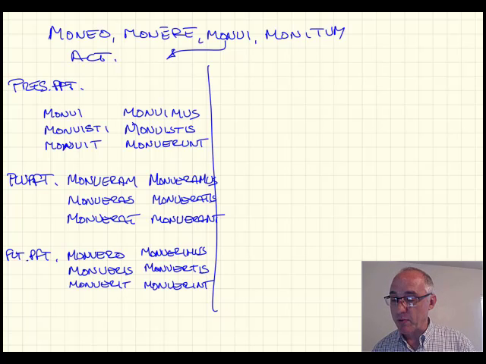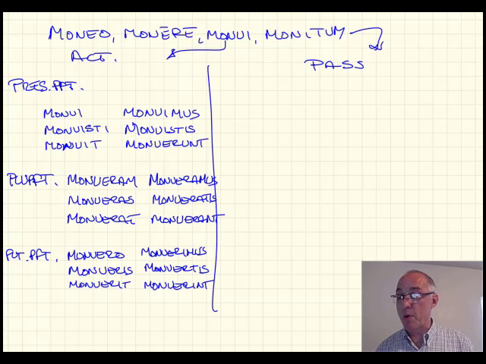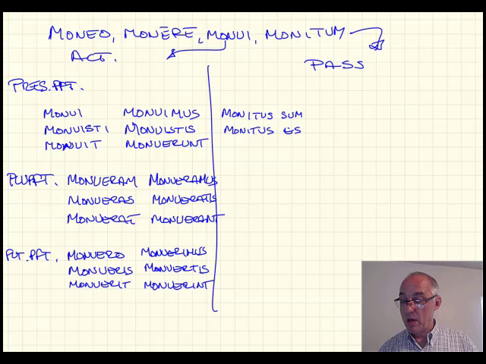Let's talk about the passive voice. In the passive voice, we're going to use the fourth principal part plus the form of the verb to be. The present, monitus sum, monitus es, monitus est, moniti. Notice you've got to change that.